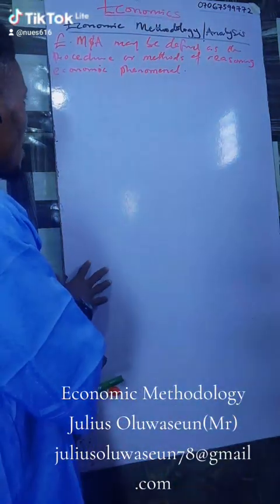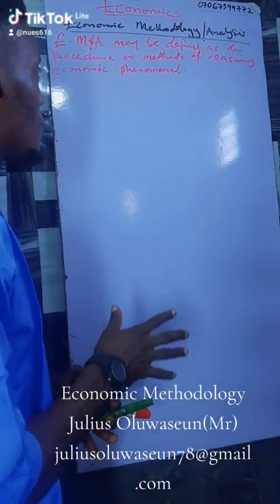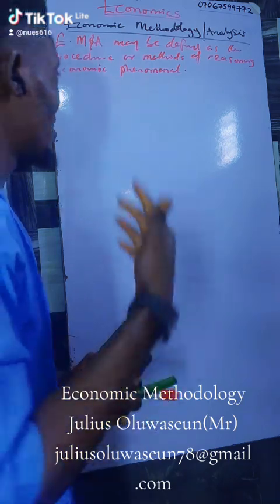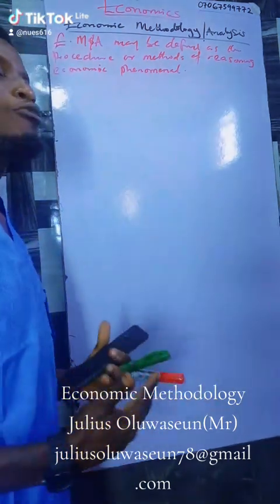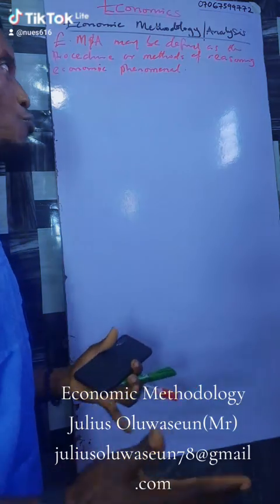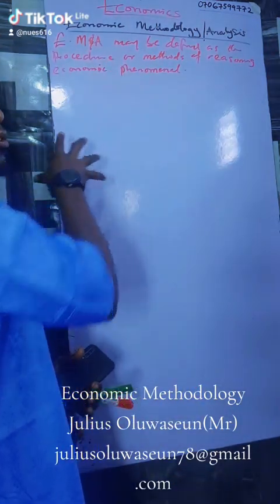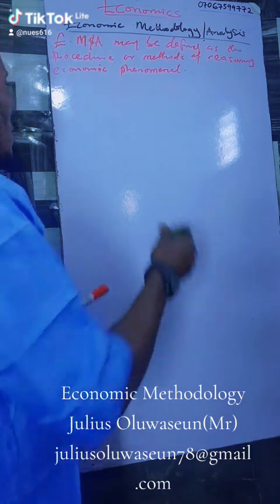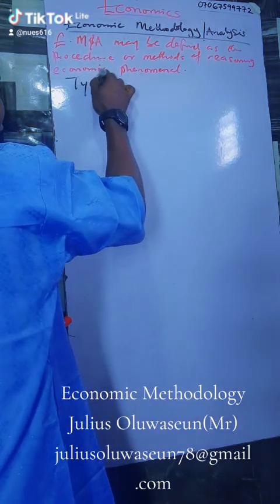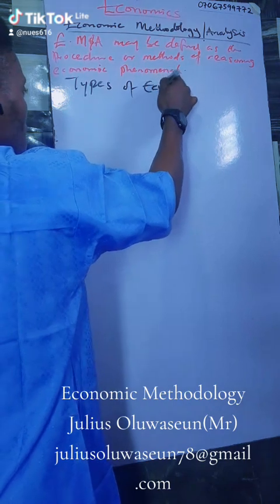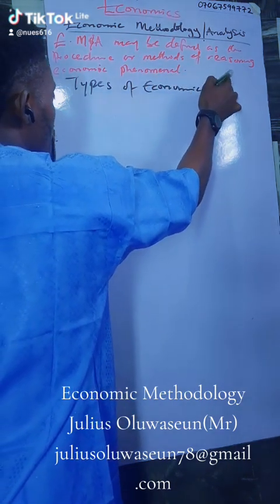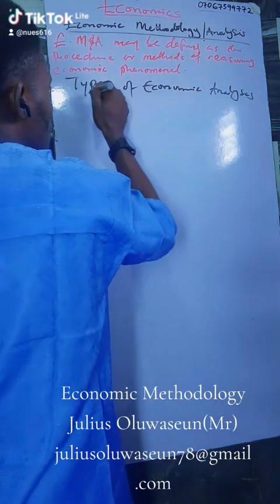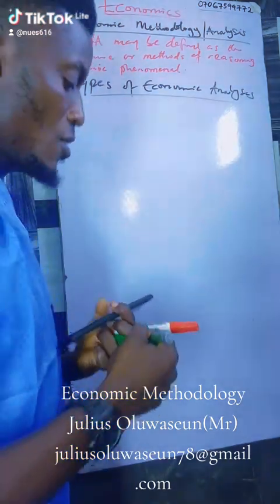Now, when we are talking about economics methodology or analysis, it may be defined as the procedure or methods of reasoning economic phenomena. Yes, how do we reason economic phenomena? That is what this topic is concerned about. Is that taken? So that is that. So we now have majorly types of economic analysis. Okay, types of economics analysis or methods, right?